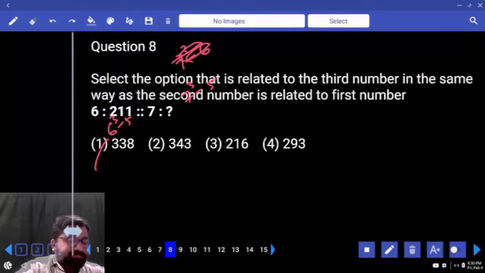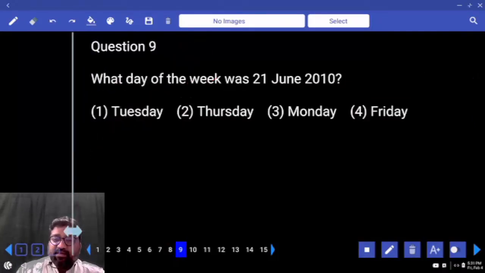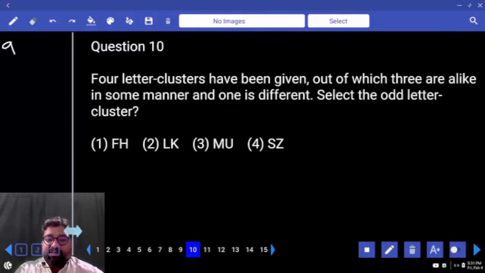Is this clear? 9th is a question where we are supposed to use pen and paper. I'll come back to this later. First we'll try to solve all the questions which don't need any pen and paper. Okay? Come on, look at this. 4 letter clusters have been given, out of which 3 are alike in some manner and 1 is different. Select the odd letter cluster.